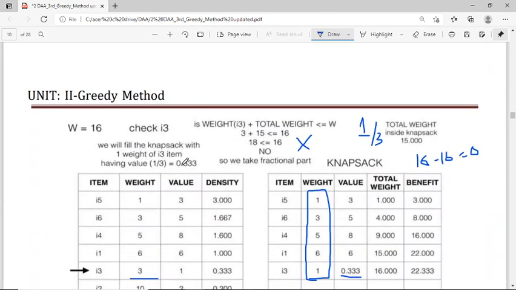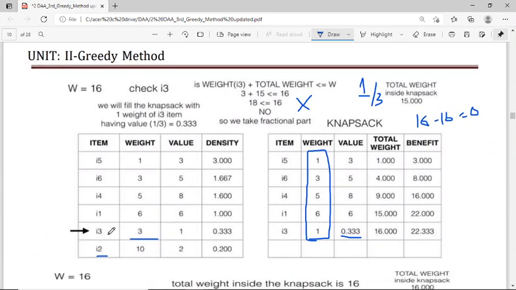Next, we go to I3. The weight of I3 is 3, and the total weight we have added is 15. So 18 less than or equal to 16 is not possible. So here, because we need to fill the bag, we need to take a fraction, 1 by 3.